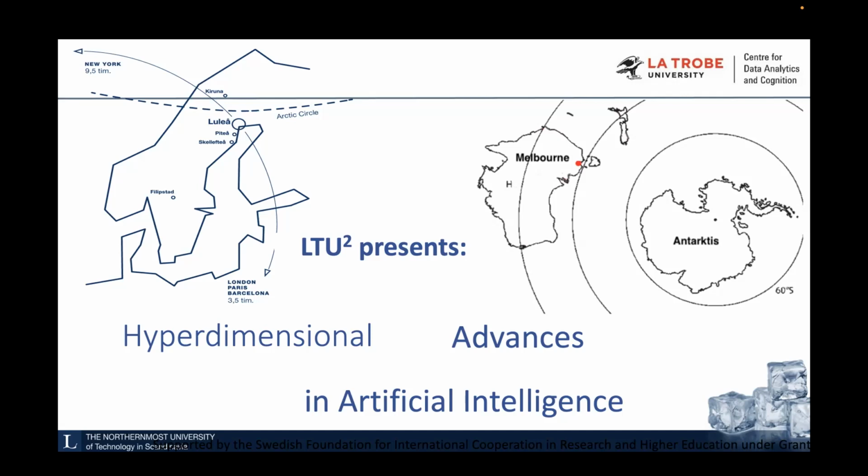Maybe the last curious fact is that La Trobe University has the same acronym, the same short name as we do. It's LTU. So that's why we call our collaboration LTU squared. And Melbourne is a fantastic city. I didn't tell you that. Yes, of course, it's much nicer to be here in snow and darkness.